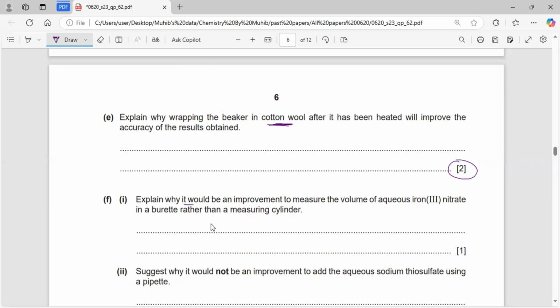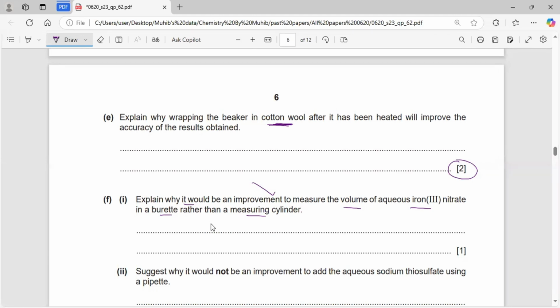Again, explain why it would be an improvement to measure the volume of aqueous iron nitrate in a burette rather than a measuring cylinder. Of course, in ATP, you have studied that multiple times, because yes, a burette has more accuracy as compared to a measuring cylinder. This is a simple topic that everybody knows. The measuring cylinder is more accurate as compared to a beaker, and a burette is more accurate as compared to a measuring cylinder and beaker as well, right? So you can say that a burette can measure more accurately as compared to a measuring cylinder, or simply more accurate.